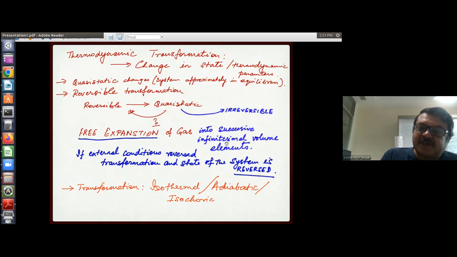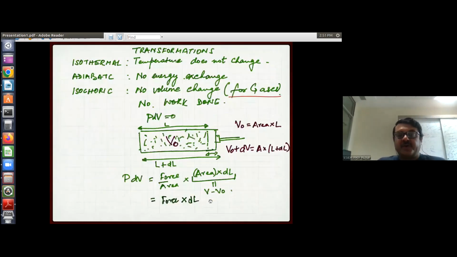So you can have free expansion of gas by successive infinitesimal increases of volume elements, right? And in that case, if there is no friction and no energy loss, then if external conditions are reversed, the transformation and the state of the system are reversed. But not all quasi-static transformations are reversible, right? Furthermore, transformations can be isothermal, adiabatic, or isochoric.